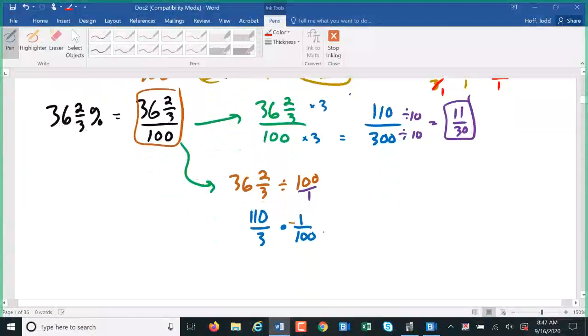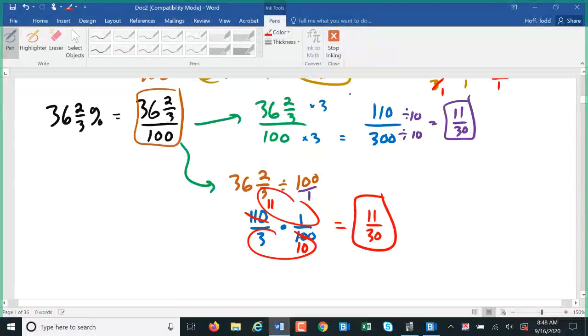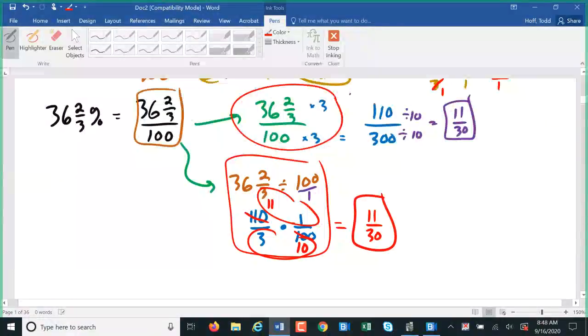The 110 and 100 both end in zeros, so we can divide out the 10. 110 divided by 10 is 11. 100 divided by 10 is 10. 11 times 1 is 11. 3 times 10 is 30. So we get the same result, 11 out of 30. To me, I actually think that this dividing it out is simpler just because it's going to be the same process every time. To do this process up here, you have to figure out what am I going to multiply those by to get rid of my denominators.